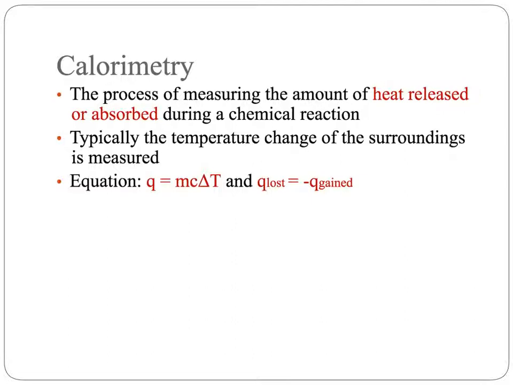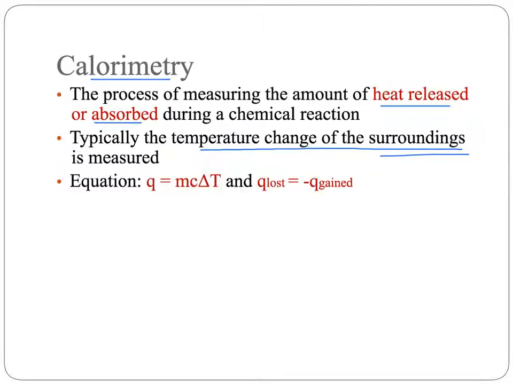Where do we get these values for specific heat or latent heat? Well, they come through the process of calorimetry. And in calorimetry, we're measuring the amount of heat released or the amount absorbed during a chemical reaction. We typically do that by measuring the temperature change of the surroundings. Remember that we're dealing with how a system is affecting its surroundings, how heat is moving between a system and its surroundings. And so we're often measuring the surroundings when we're doing calorimetry.